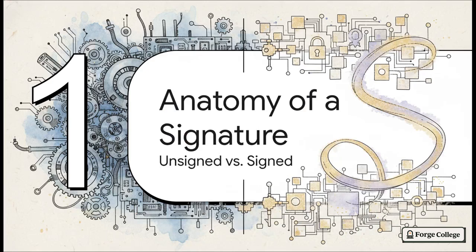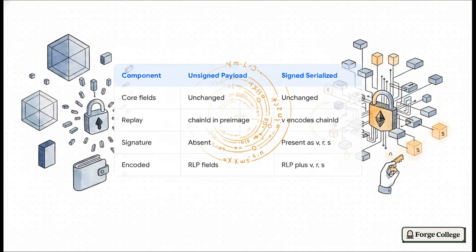Section 1. Anatomy of a signature. Unsigned versus signed. So let's start with a really clinical, methodical dissection of our transaction, looking at it both before and after it gets signed. Think of it like inspecting your raw materials before they get permanently fused together. Notice how the raw, unsigned materials transform into the final serialized product? They do this by appending this sort of mathematical magic trick, specifically the V, R, and S components.